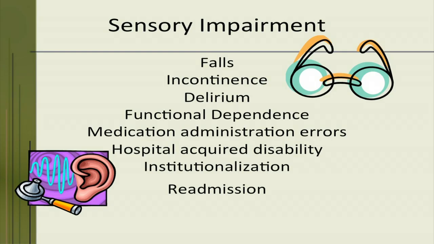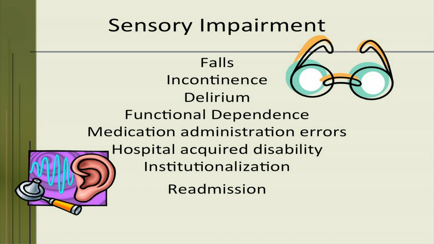Let's talk a little bit about sensory impairment. Most hospitalized older adults have sensory impairments, namely visual and/or hearing loss. And these sensory impairments are risk factors for falls, incontinence, delirium, and functional dependence. Eyeglasses and hearing aids often do not make it to the hospital. Family members or the older adult have a fear of losing very expensive hearing aids. Sometimes glasses and hearing aids are lost in the ambulance ride.